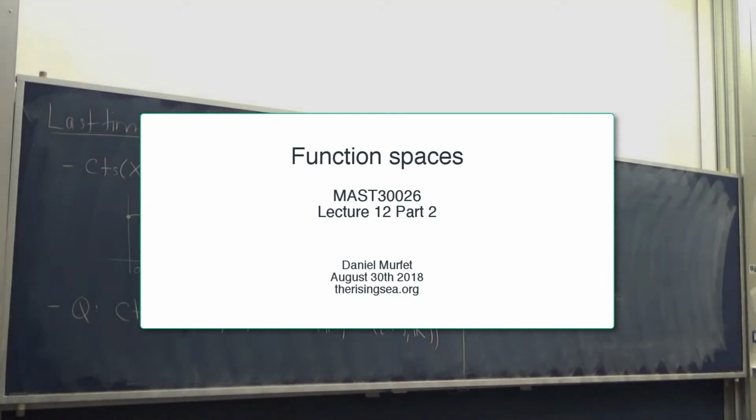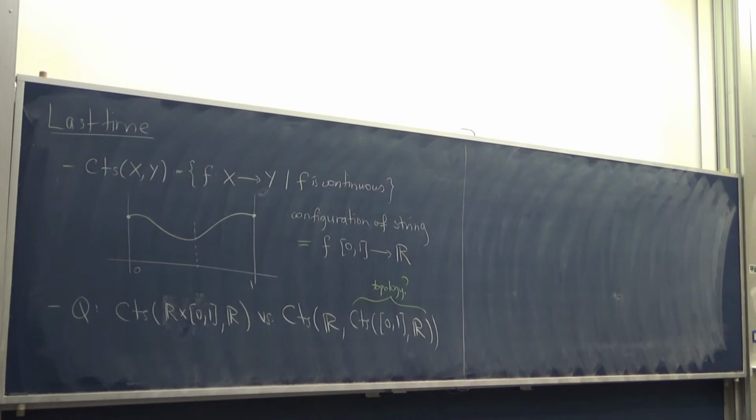All right, so let's get started. So last time, well, we've started function spaces. That's the next unit of content. So C(X,Y) is the set of all continuous maps from X to Y, X and Y topological spaces.